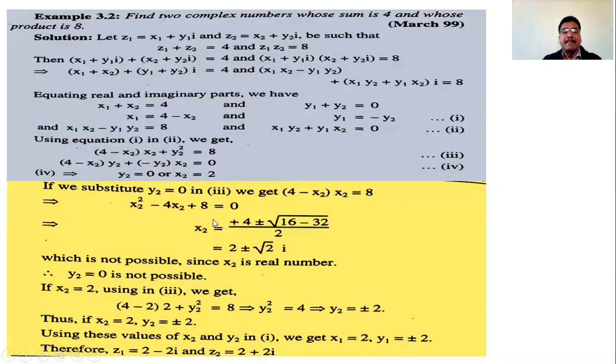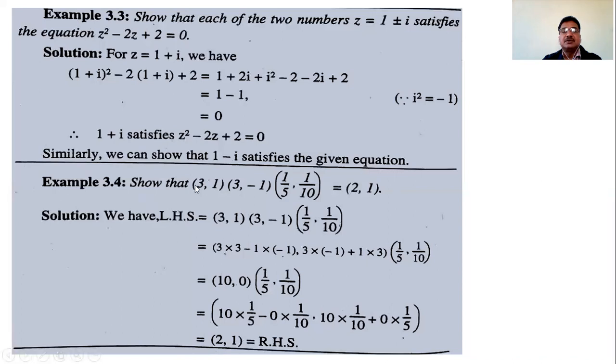Or we can express this number, that is 3 plus i, and this is 3 minus i, as (3 plus i) (3 minus i) into (1 by 5 plus 1 by 10 i), and then the answer is 2 plus i. So if you directly find the numbers by expressing this number in the form x plus iy, that is (3 plus i)(3 minus i) into (1 by 5 plus 1 by 10 i), then we have the answer 2 plus i.